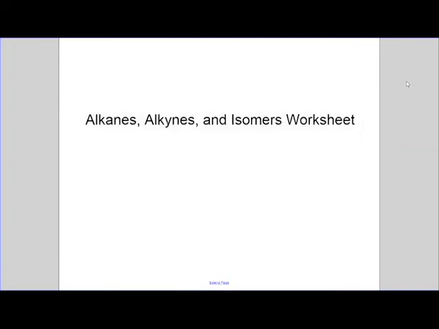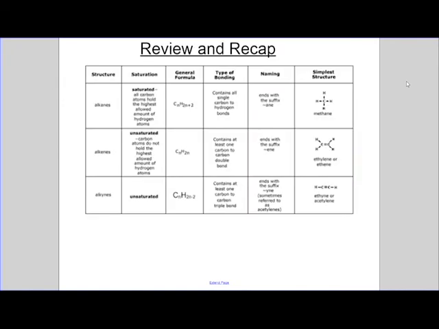So from here there is a little worksheet to go through, just alkanes, alkynes, isomers, to name and draw and try to figure out a couple different patterns. There is on the notes a little review and recap that might help start to form everything. It's good as a summary of notes at the end, just to keep everything straight in your head. I didn't mention the general formulas for alkenes and alkynes, but they are there.